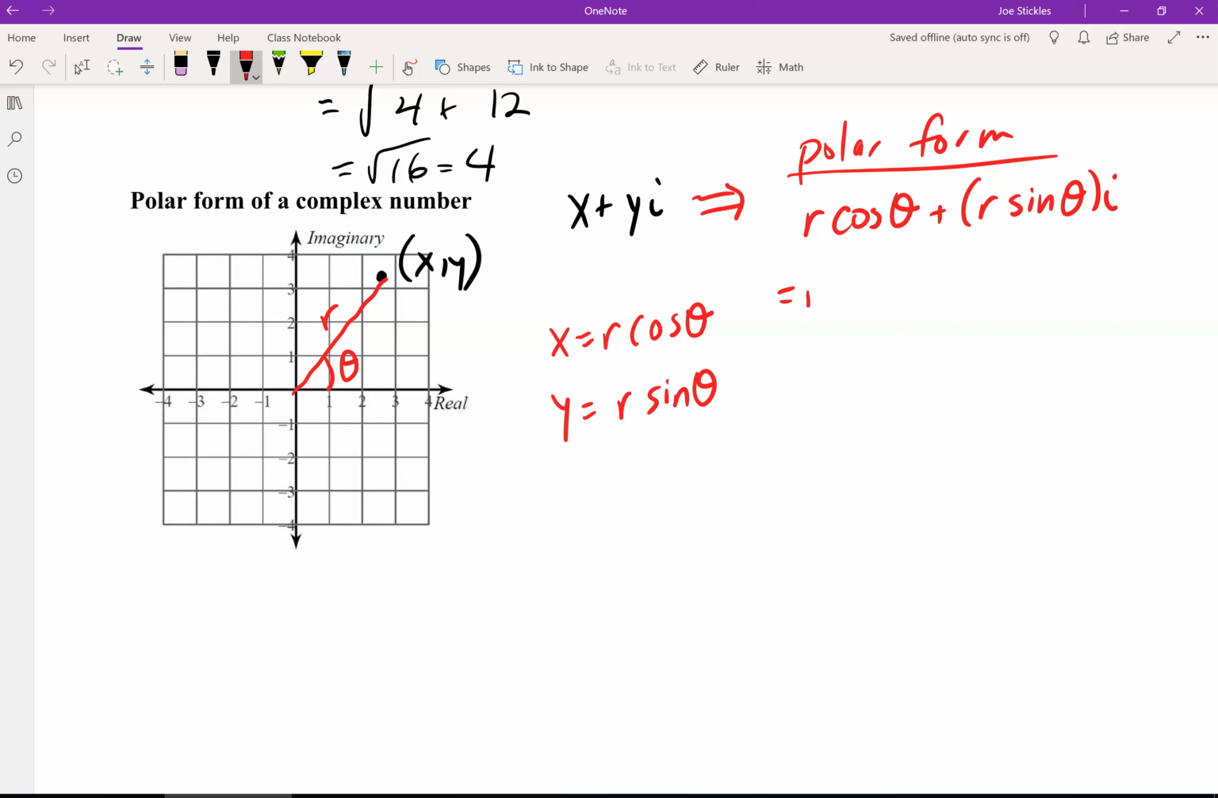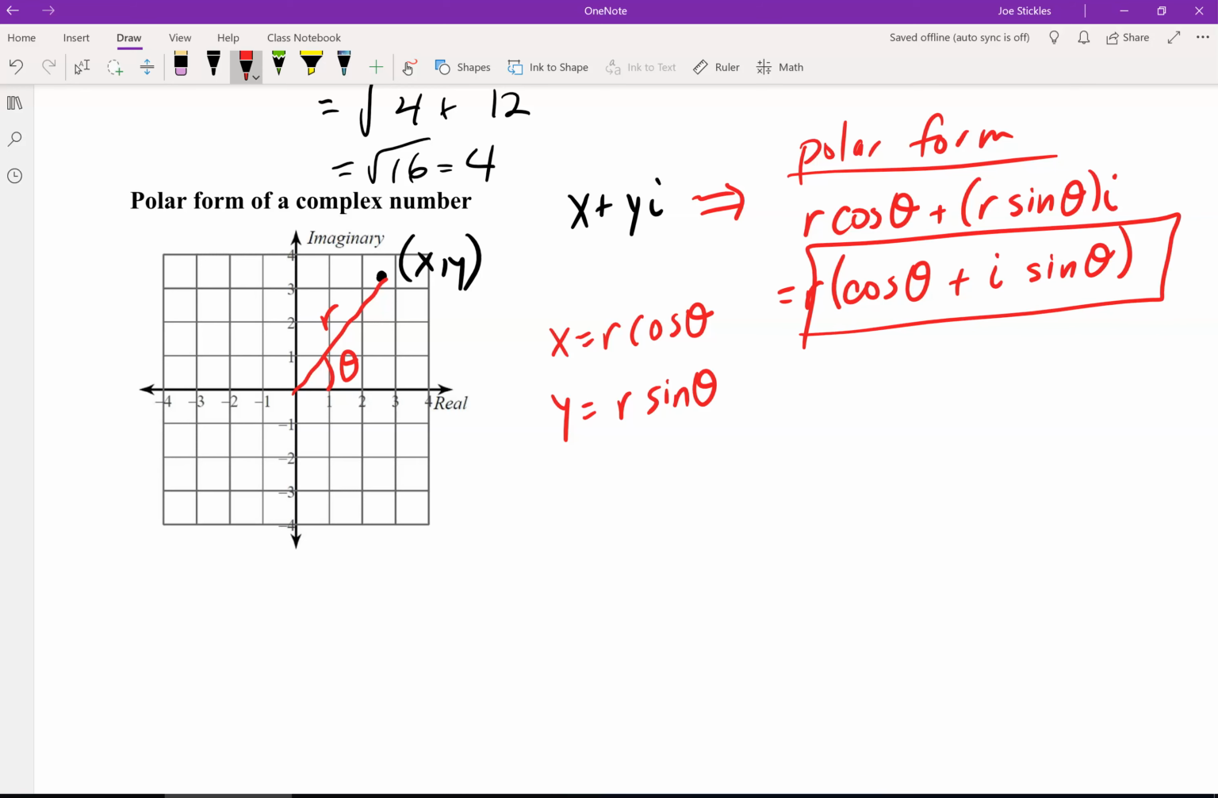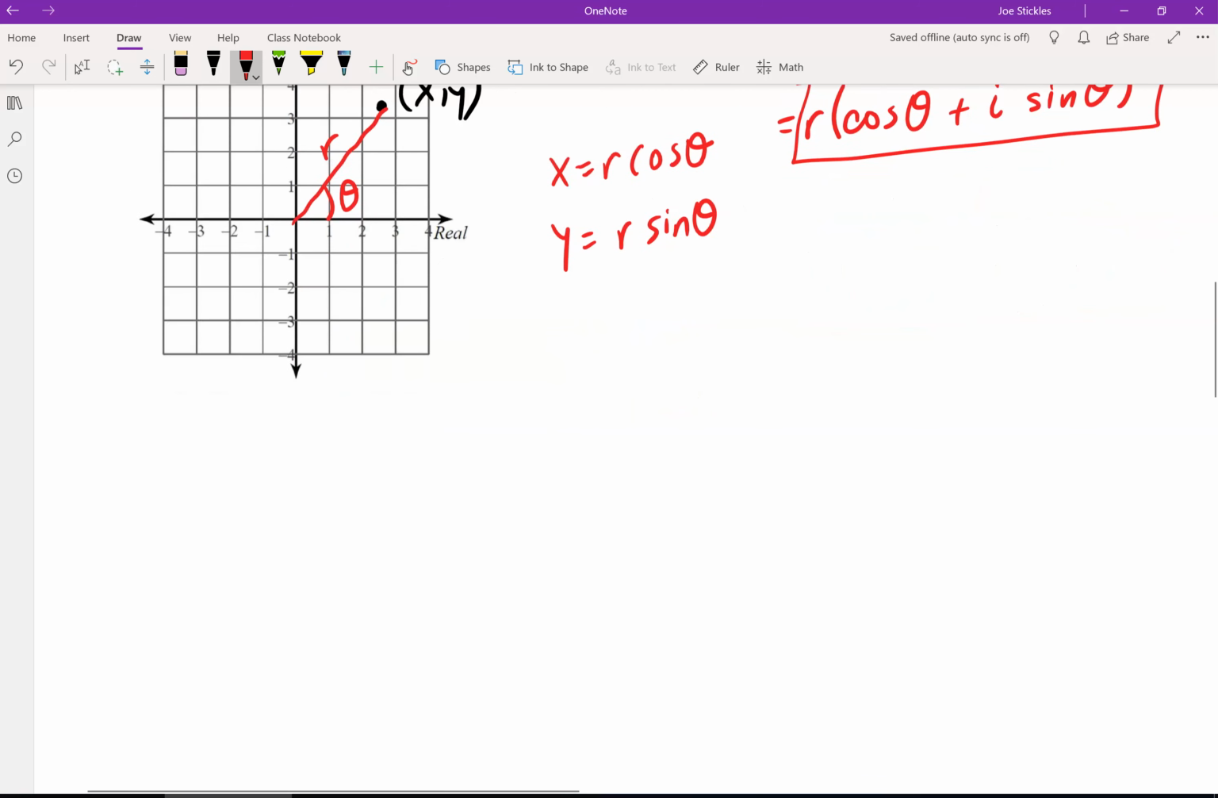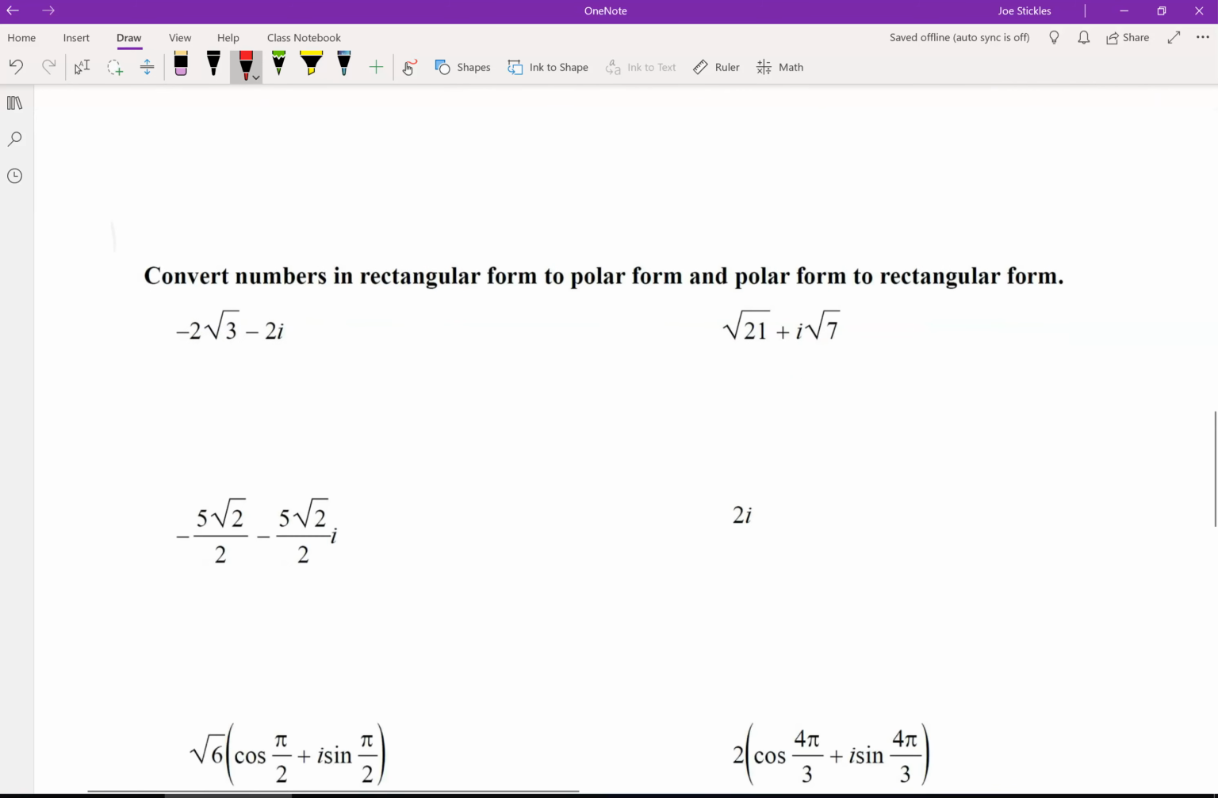Now notice that we can factor an r out of both of those terms. And I have cosine theta, and usually we put the I in front of the sine. So we write it as r times cosine theta plus I sine theta. Let me make a little better box around that so I don't cross through the r. So that's how we find the polar form of the complex number. If we know x and y, we do our conversions to get r and theta and then put it into that form. All right, so let's see if we can do a couple of examples here.